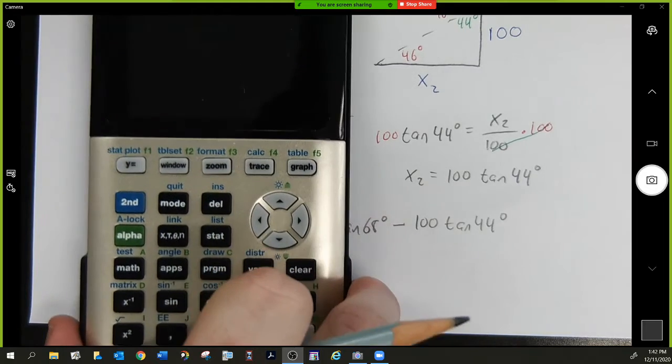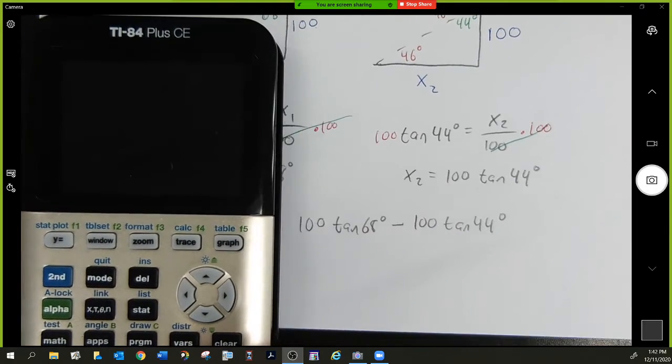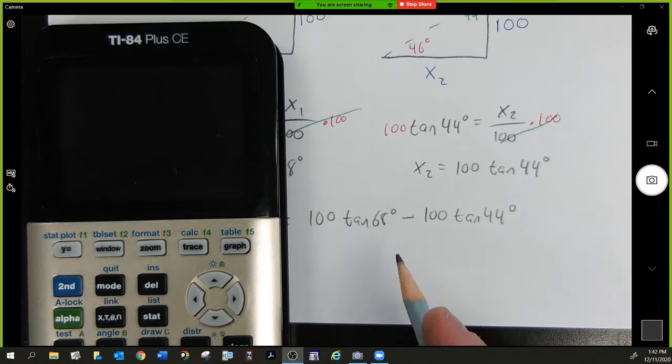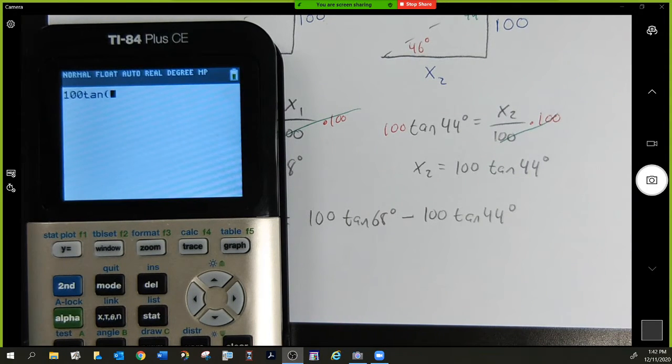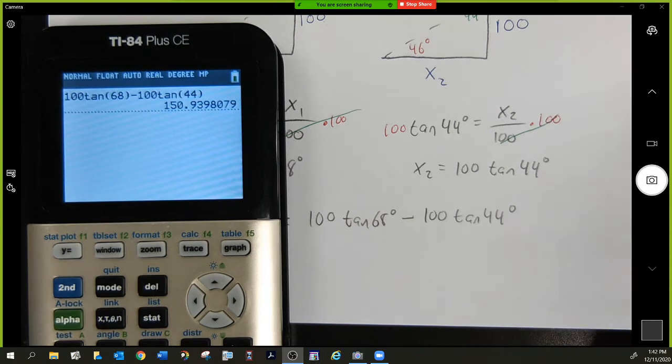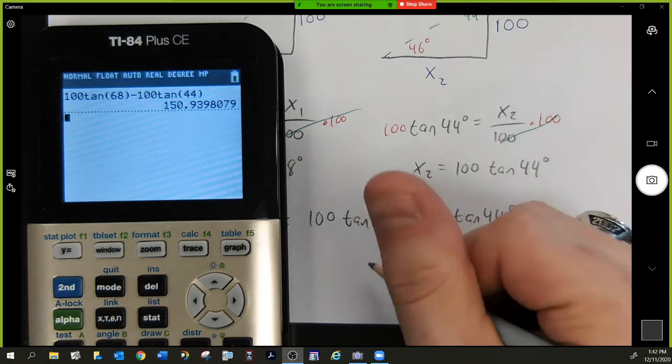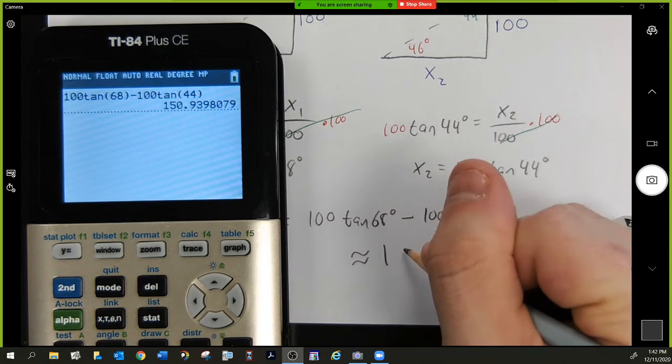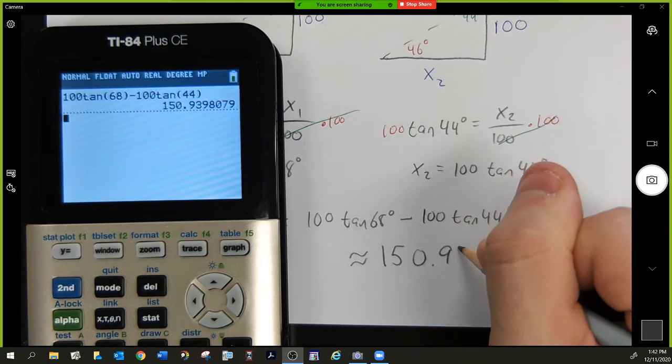Can't see the screen. Trying to squeeze it all in there. There we go. That looks like 10 degrees, kind of. 100 tangent of 68 degrees, close your parentheses, otherwise it'll be wrong, minus 100 tangent of 44 degrees, close your parentheses because you're a good mathematician, and hit equals. Woo! 150 and change feet. Now, this question did not tell us exactly how much to round to, so you just want to do 2 decimals? Okay. That car traveled about 150.94 feet.